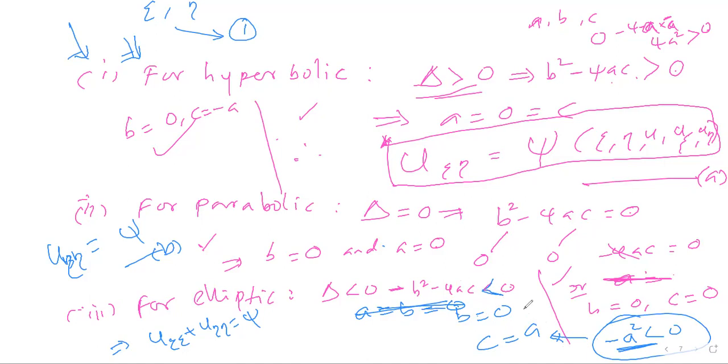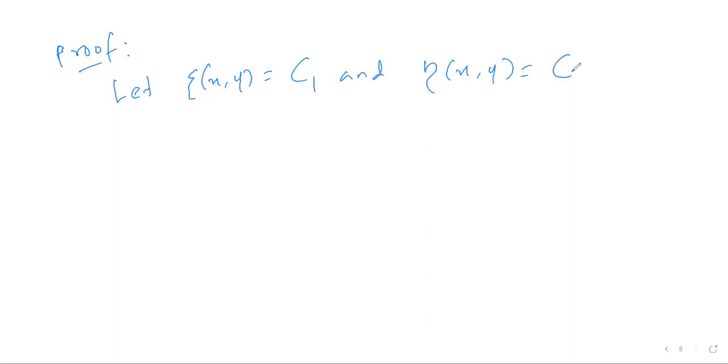Okay, let's prove so you will understand more. Let's begin the proof. First of all, let's take our zeta of x comma y as a constant, I'm going to call it c1, and eta of x comma y also c2 or something. So we have c1 and c2 as arbitrary constants.